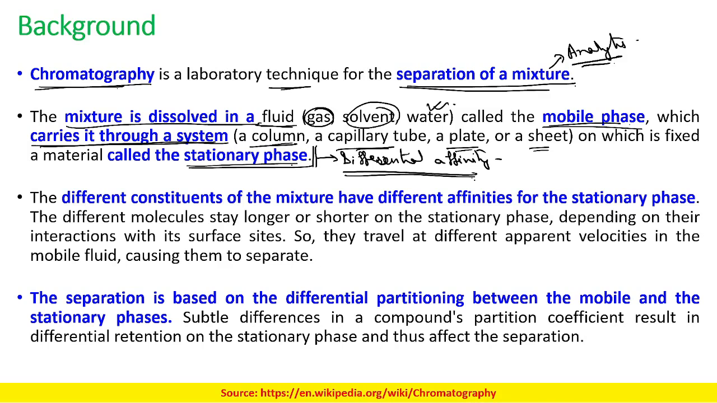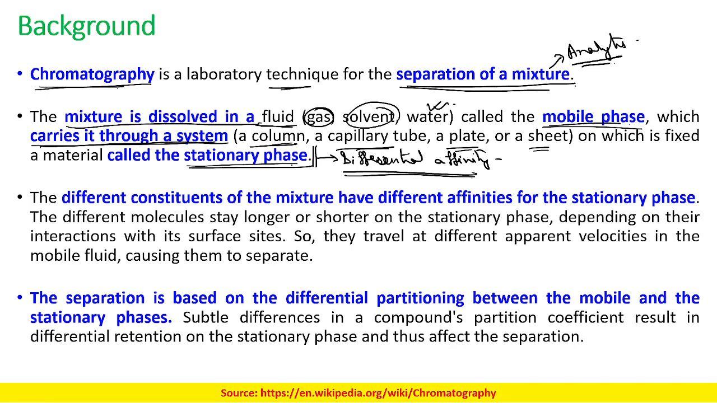Because if there is only a specific type of affinity, it will not be able to segregate the mixture, because it will hold both types of analytes for the same duration. Differential affinity means the stationary phase will hold different analytes for a specific period of time which is characteristic for that analyte.